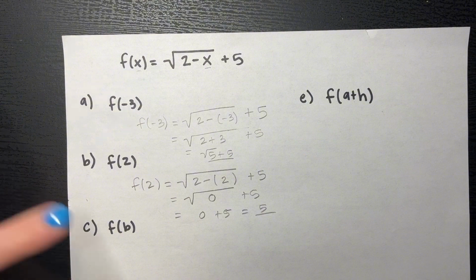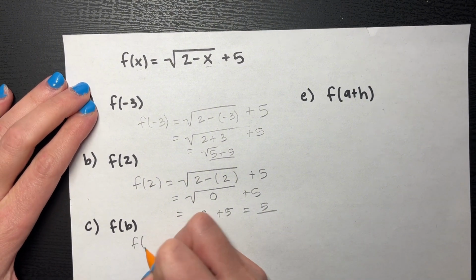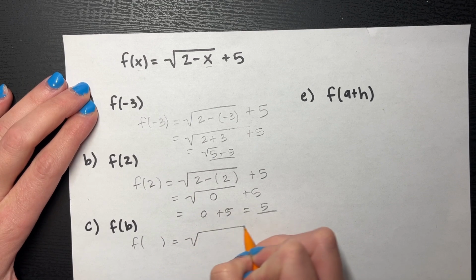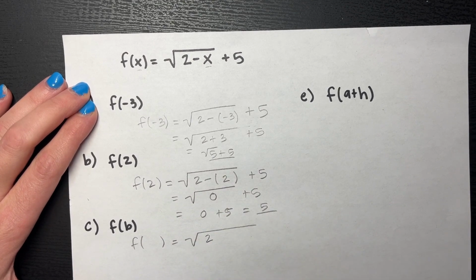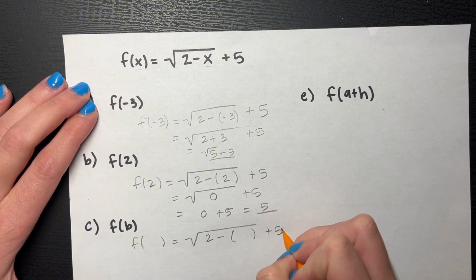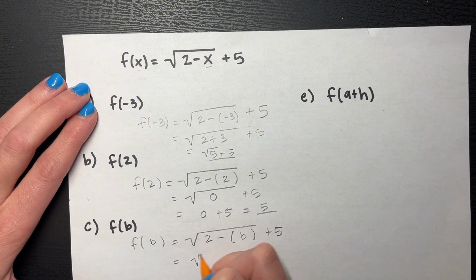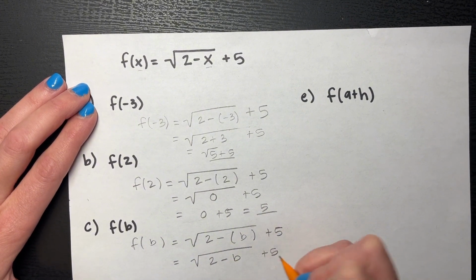Okay. Now we can practice doing variables. So we've got a b here. Same thing. We've got our parentheses. I kind of skipped this step last time, but make sure you don't skip the step. Minus, and we've got parentheses. Plug in the b into those gaps. This one's not going to simplify much. We've got 2 minus b under that square root plus 5.